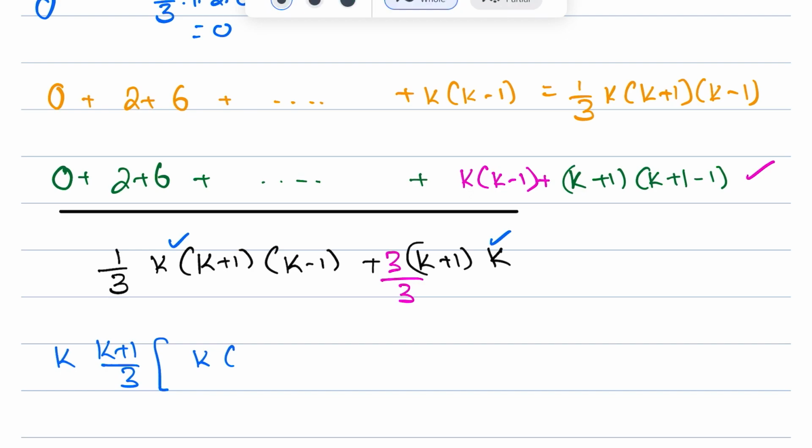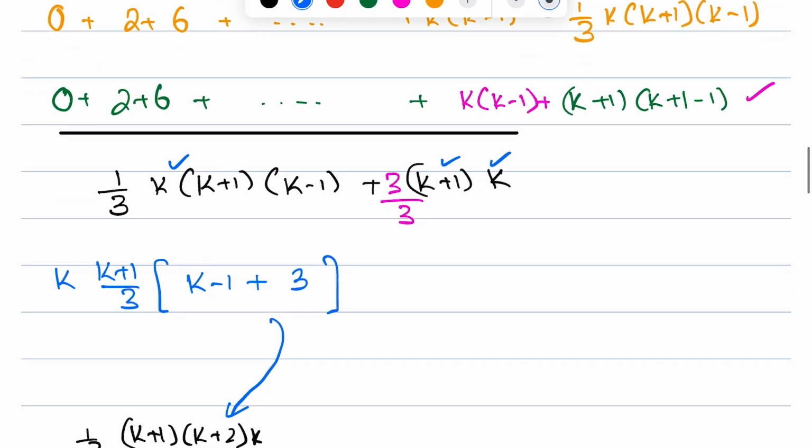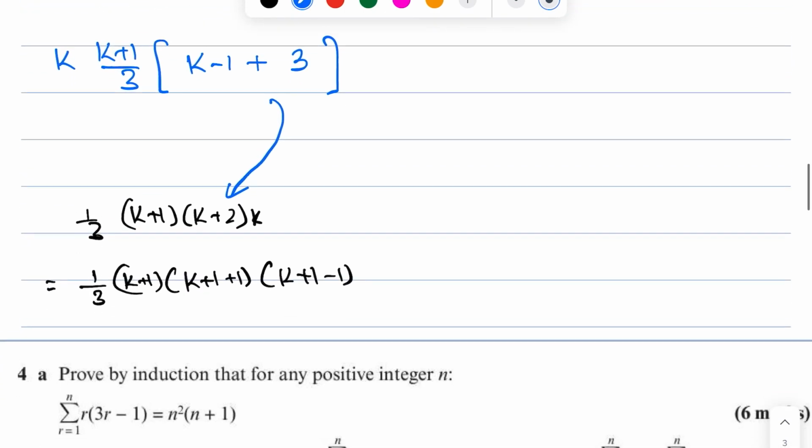So what else is left over now? Once I take out k and (k plus 1) upon 3, it is (k minus 1) plus 3, plus 3, because k plus 1 is also gone. So what does that become? This becomes k times (k plus 1) times (k plus 2) upon 3. That's going to be the answer.